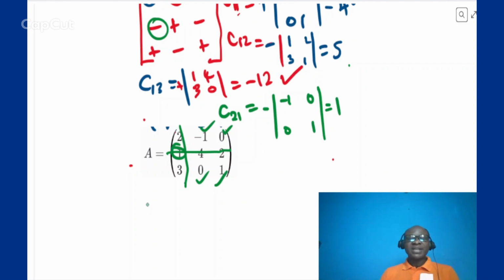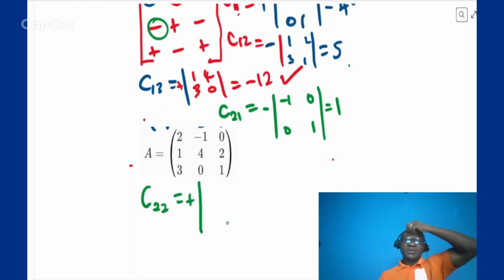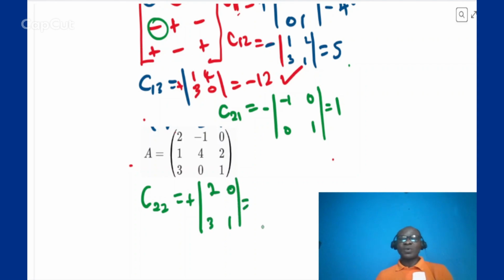Yes, sir. So I take what now? C22. So tell me the values. But first, before you tell me the values, plus or minus? Plus. Good. So what are the values I will take now? 2, 0, 3, 1. Yes, you are correct. So what will be the final value now? 2. 2 is correct.